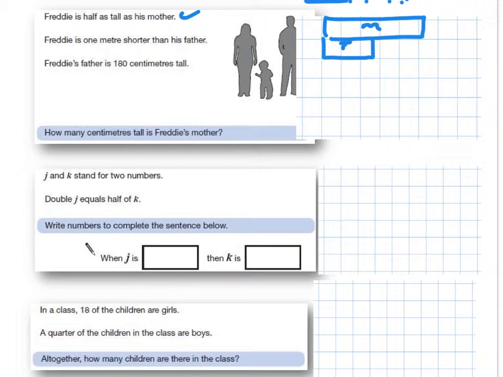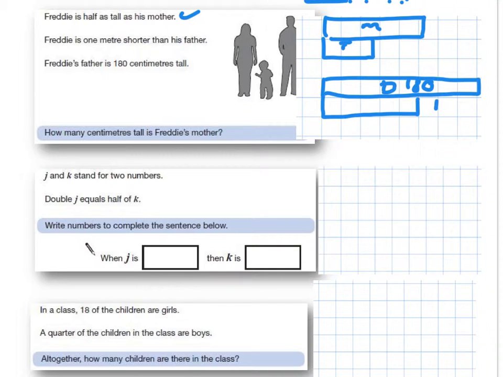Freddie is 1 metre shorter than his father. So I'm going to draw another bar. Got Freddie's father, there he is. Okay, I'm going to put a D for Dad, since I've already used an F for Freddie. Now we know he's 180 centimetres tall, is Freddie's dad. And Freddie is 1 metre shorter. So we've got 1 metre here, and then this bit here is Freddie. So if Freddie's 1 metre shorter than 180 centimetres, then Freddie must be 80 centimetres tall.